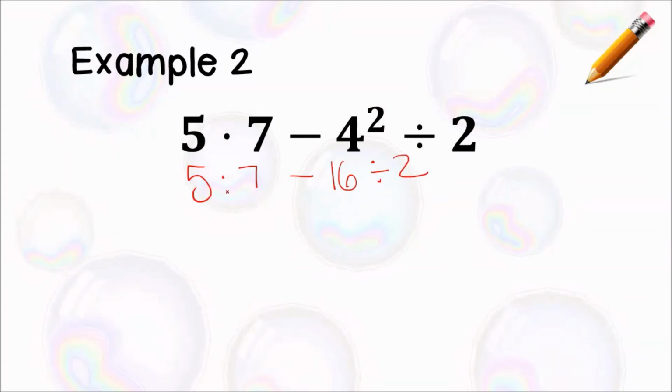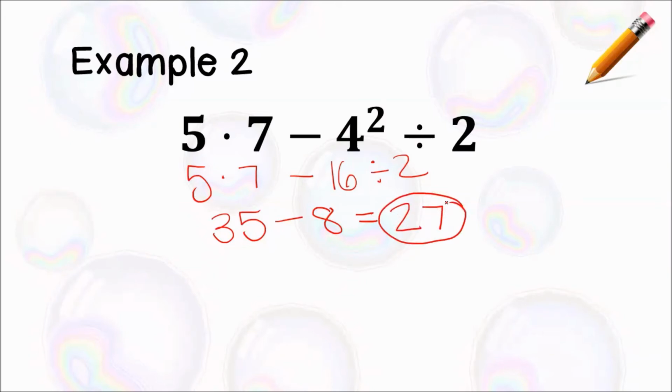I gotta go 5 times 7, I think, because multiplication and division are at the same time, right? So 5 times 7 is 35. And 16 divided by 2, that's 8. So I got 35 minus 8. That's 27. So my answer's gotta be 27.